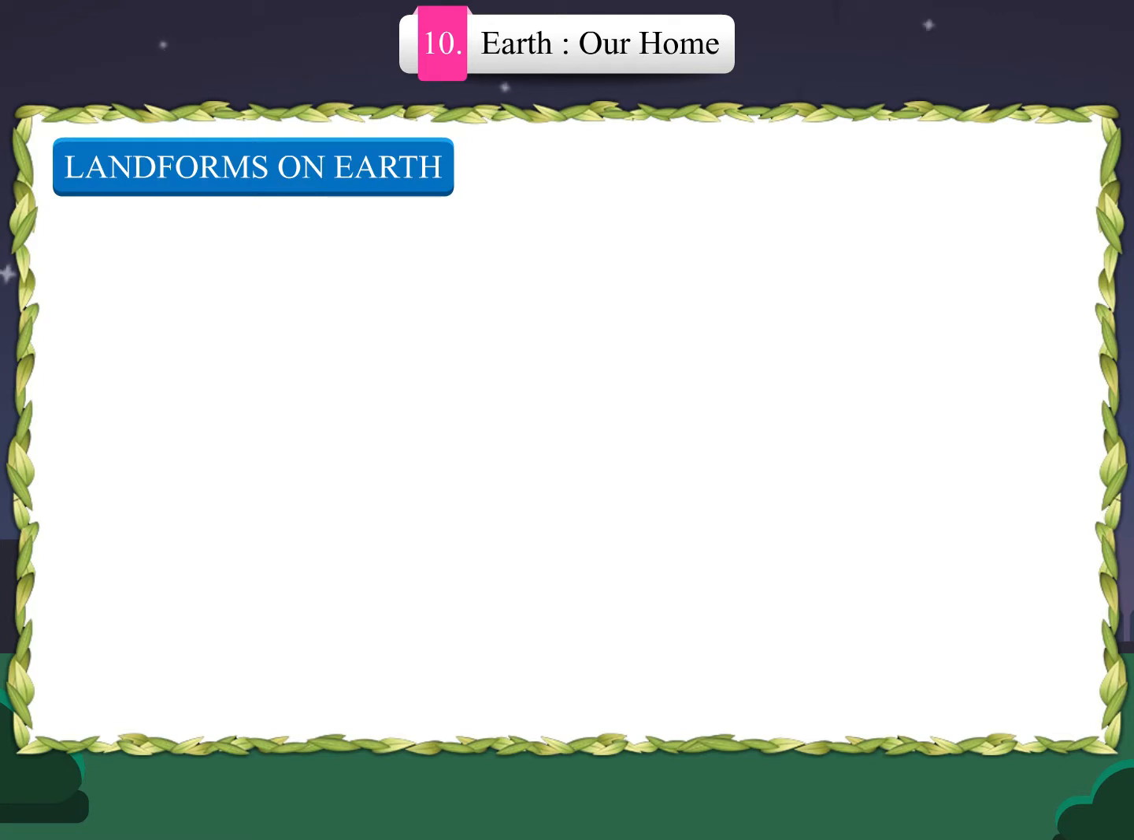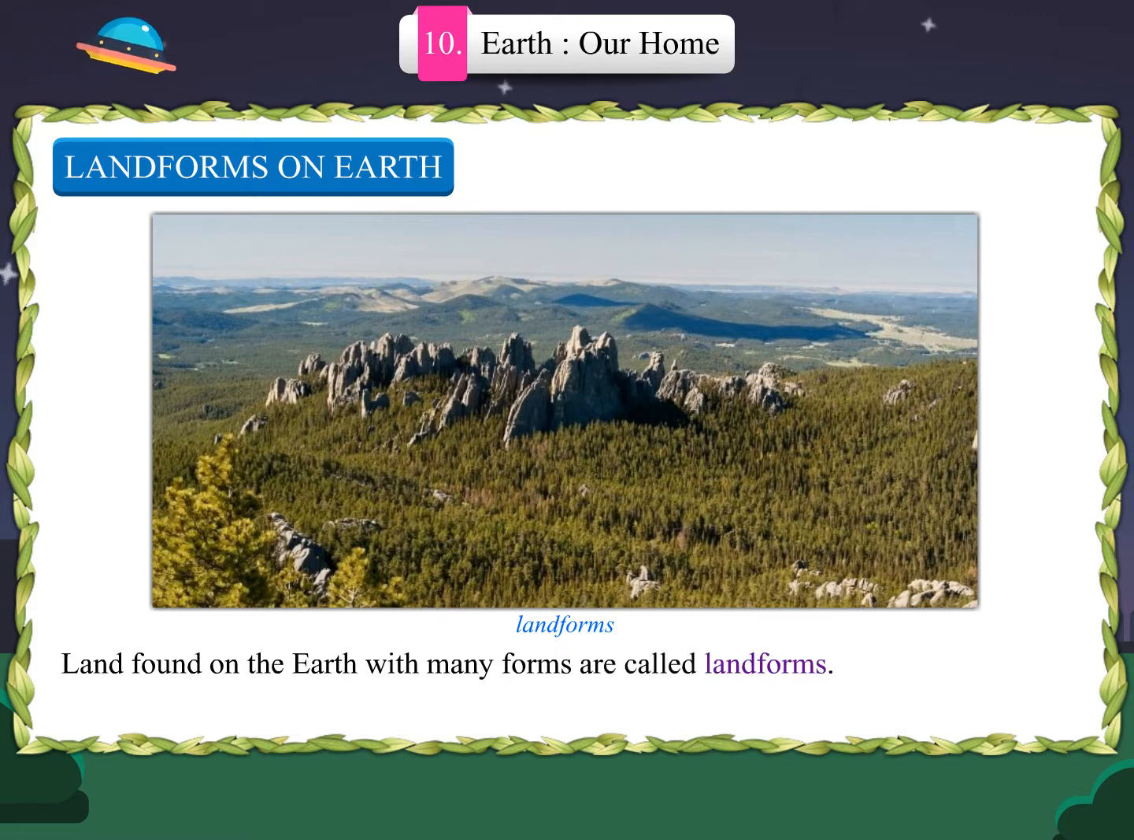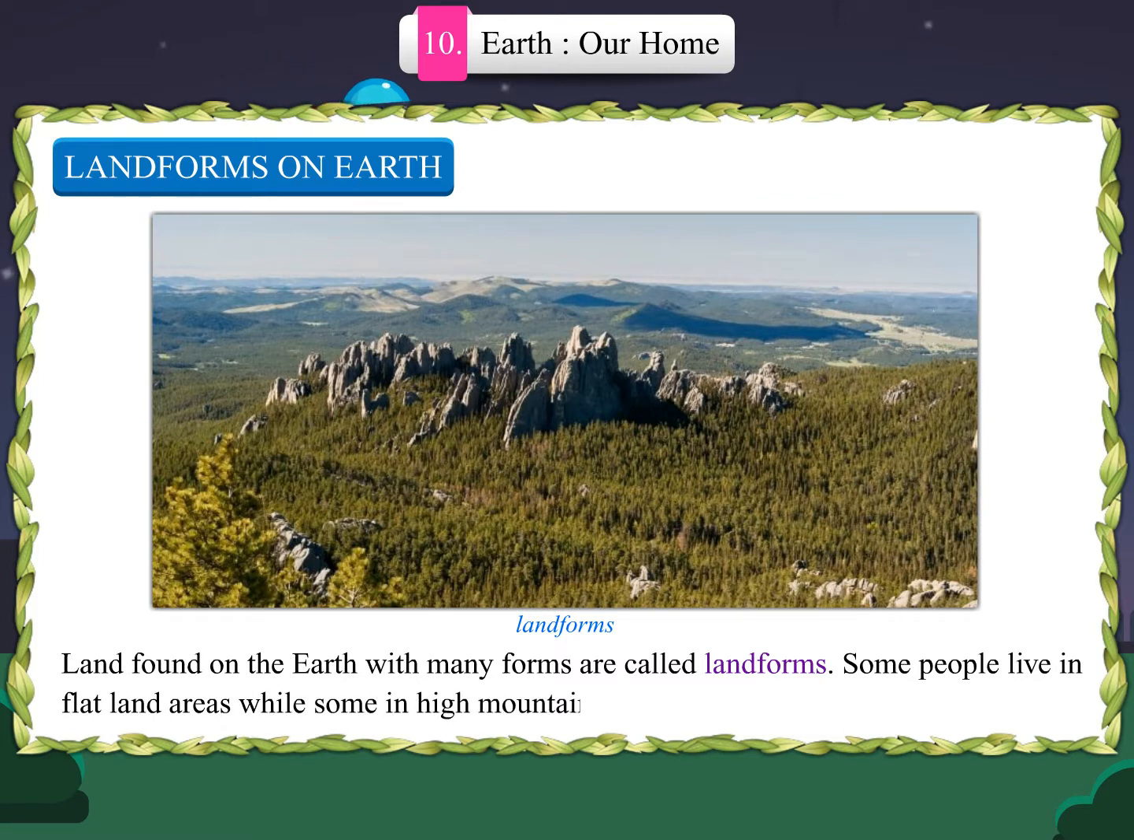Landforms on Earth. Land found on the Earth with many forms are called landforms. Some people live in flat land areas while some in high mountain regions and some in dry and sandy areas.